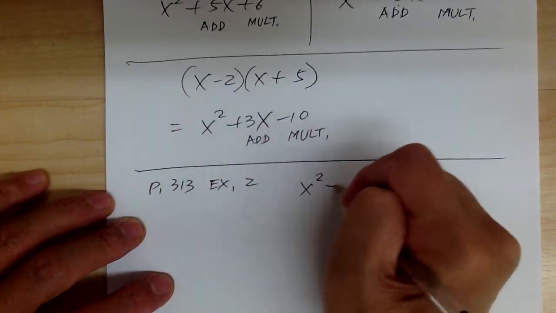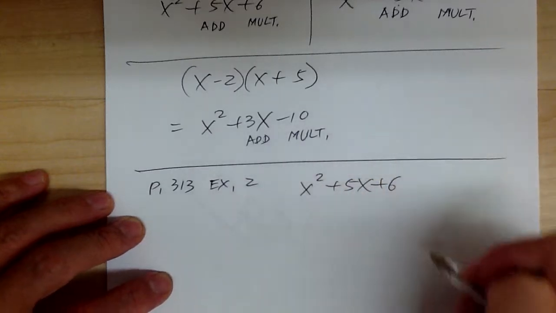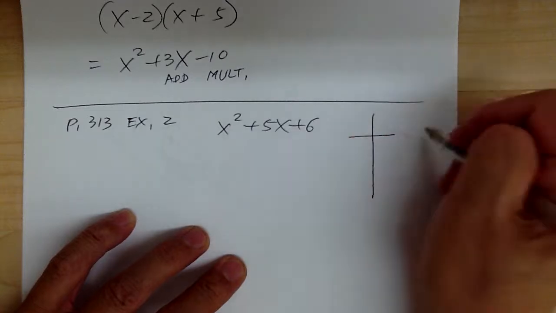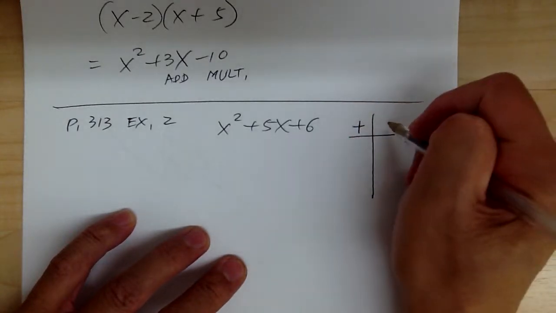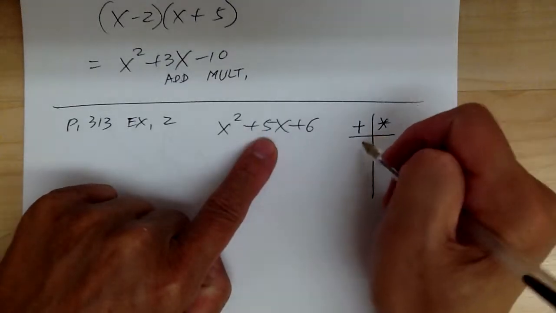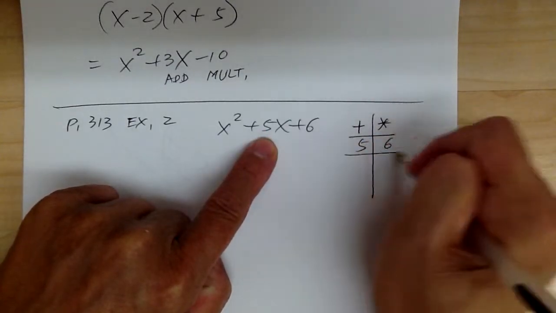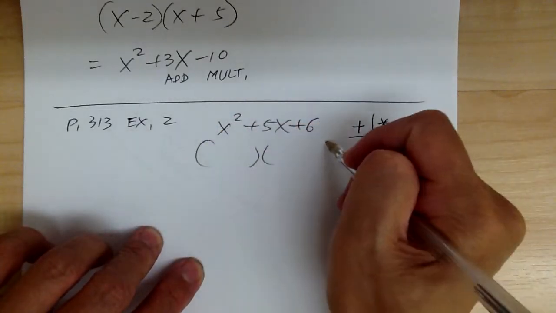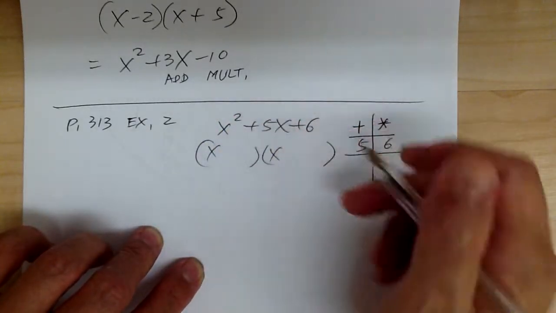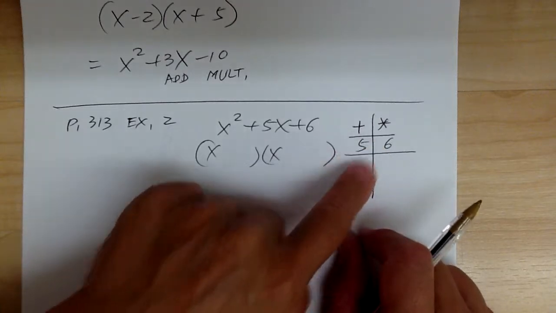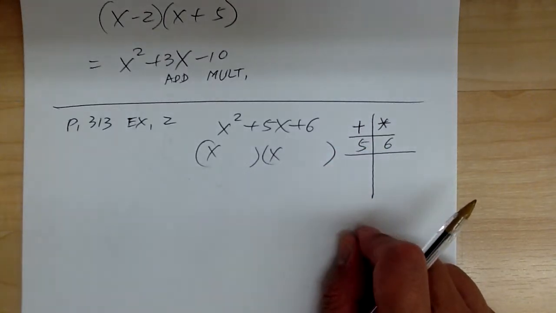You have x squared plus 5x plus 6, right? So this is what you want to do. You want to put a cross, and you do the adding on one side, and this is for multiplying. The numbers you need to get are the 5 and the 6. So you need to get two numbers. You're looking for two numbers that when you add will give you 5, and when you multiply will give you 6.